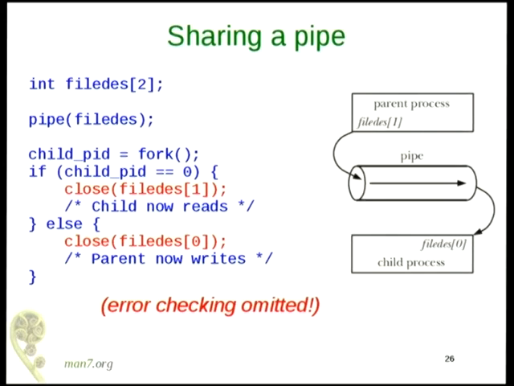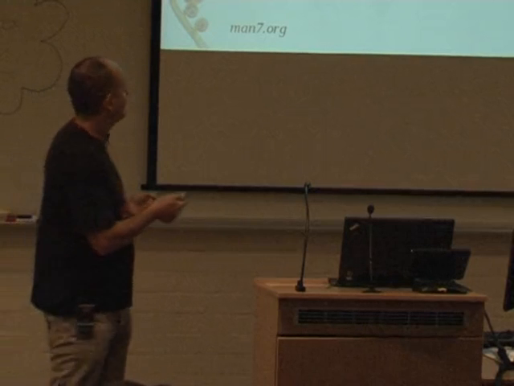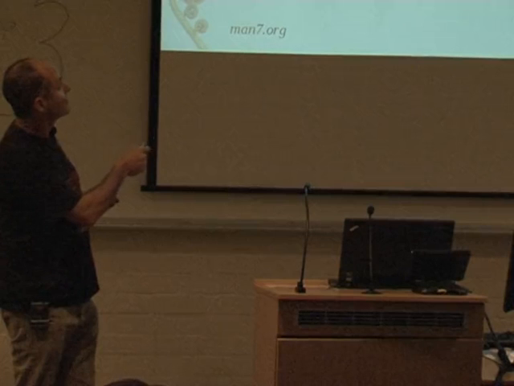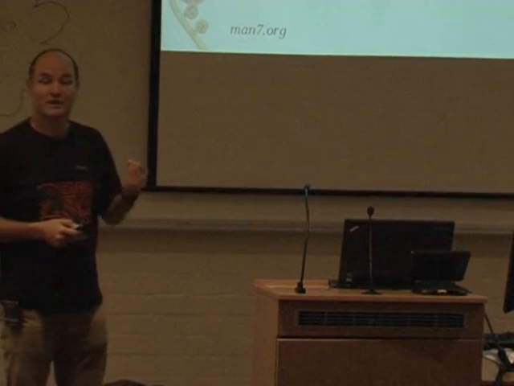Conversely, the parent can tell that the child has gone away if all of the file descriptors here are closed. Then a write into the pipe will fail with a SIGPIPE signal or an EPIPE error. So the next thing you should do is, having forked, each process should close the end of the pipe that it doesn't need.